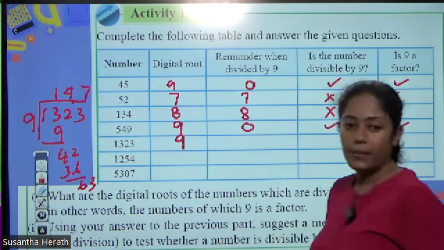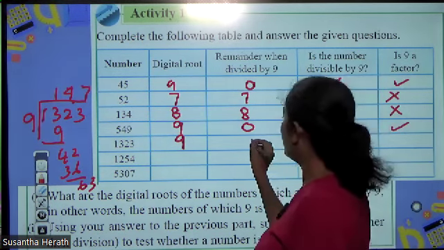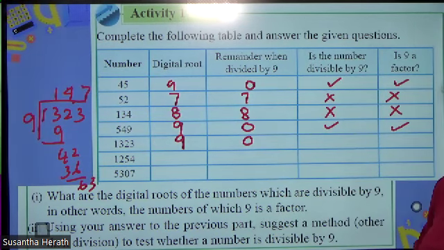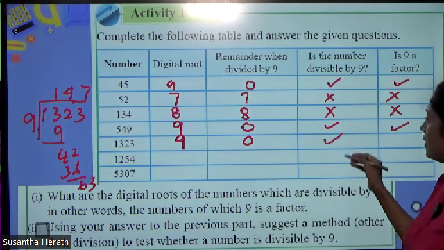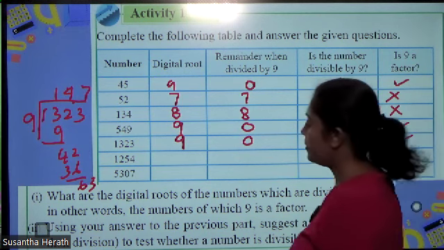Right? Then remainder when divided by 9, 0. Then is that number divisible by 9? Yes. Then is 9 a factor of that number? Yes. Next one.